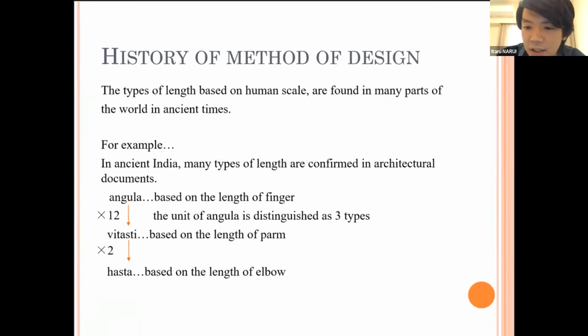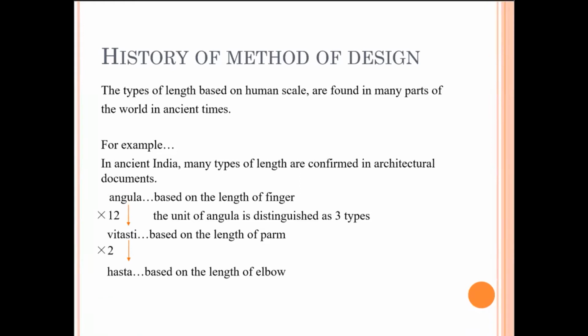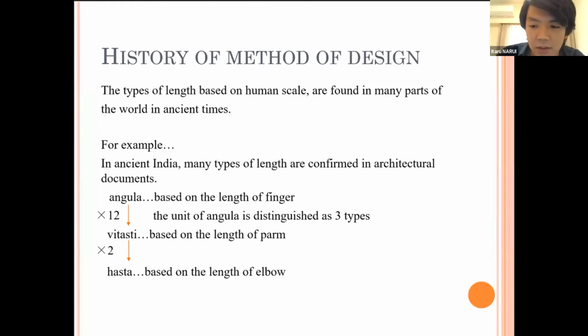In ancient India, many types of lengths are described in architectural documents such as Mayamata, Manasara, and so on. Angula is based on the length of a finger. Vitasti is based on the length of the palm. And Hasta is based on the length of the elbow.